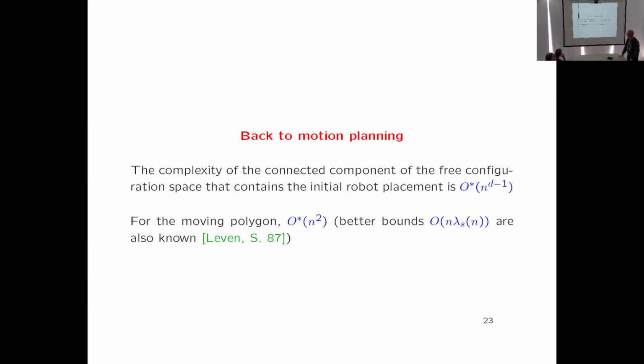Okay, so once we have all those findings, we can go back to motion planning. So we know that the complexity of the component of free space that you can reach from a fixed point, which is a single cell in the arrangement, is n to the d minus 1. The complexity of the entire space will be n to the d. So when d is large, the saving is not so impressive, but when d is 3, like the case of the moving polygon, you get roughly n squared solutions instead of n cubed. That's already significant. And in some of the cases, you can even bring the complexity bound to something that involves the inverse Ackermann factor.